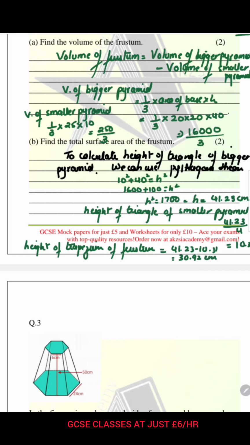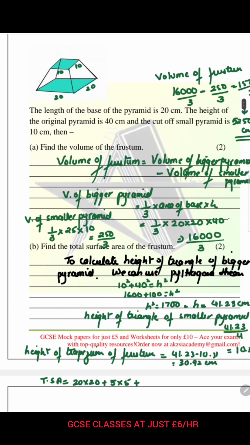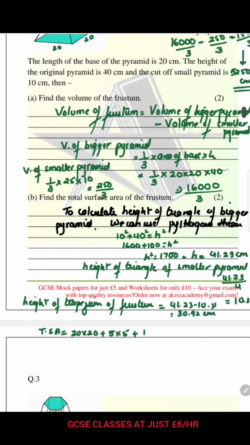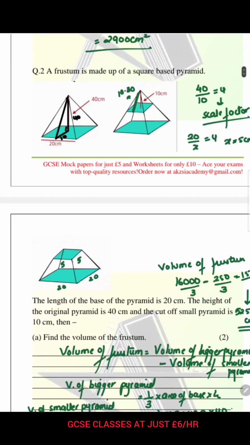Now I can easily calculate the total surface area of the frustum, because now the total surface area of the frustum is the area of the base, which is 20 times 20, plus the area of the top part, which is 5 times 5, plus the prism. If you want to calculate the area of the trapezium, this will be half times. And also, I just made a mistake here. This is not 10. This is 5 that we have calculated, right?